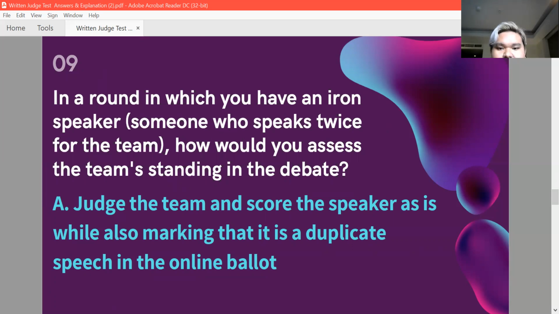A. For example, if you have two speakers and you think that both speeches are good and you want to give both speeches a good score, it's perfectly fine. But it will not be reflected in the online ballot or Tabicat, because the system of Tabicat will directly notice the iron person only if you already mark that as a duplicate speech in the online ballot. So yeah, I'm not going to talk about technicalities a lot in this.